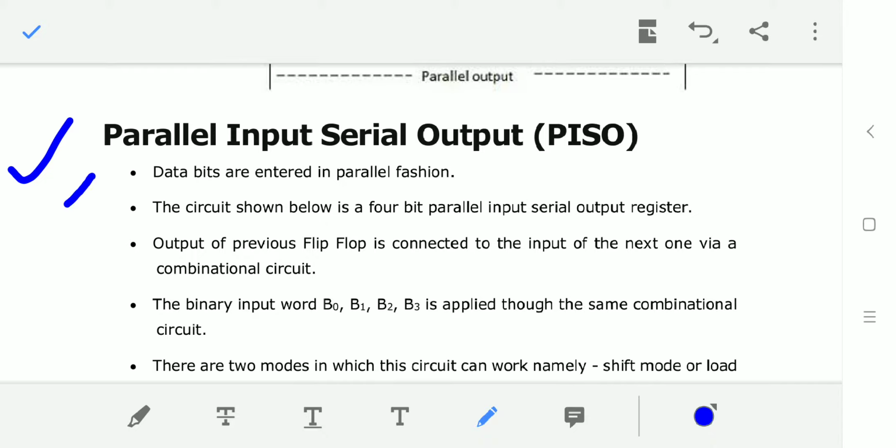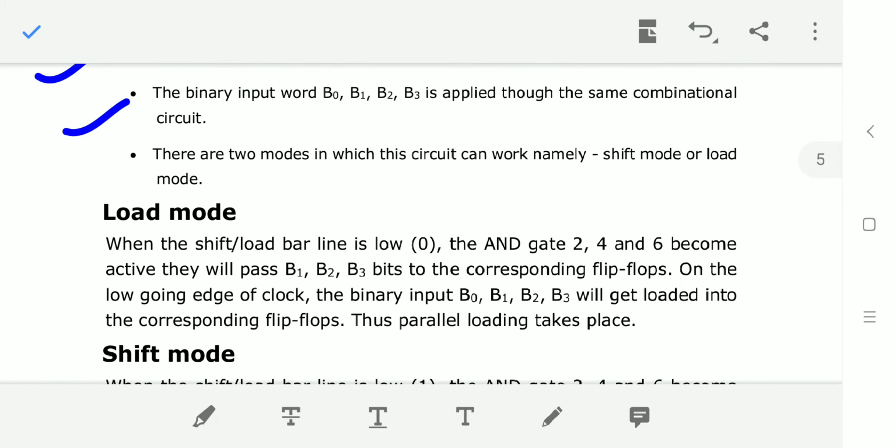Data bits are entered in parallel fashion. The circuit shown below is a 4-bit parallel input serial output register. Output of the previous flip-flop is connected to the input of the next one via a combinational circuit. The binary input word B0, B1, B2, B3 is applied through the same combinational circuit. There are two modes in which the circuit can work, namely shift mode or load mode.